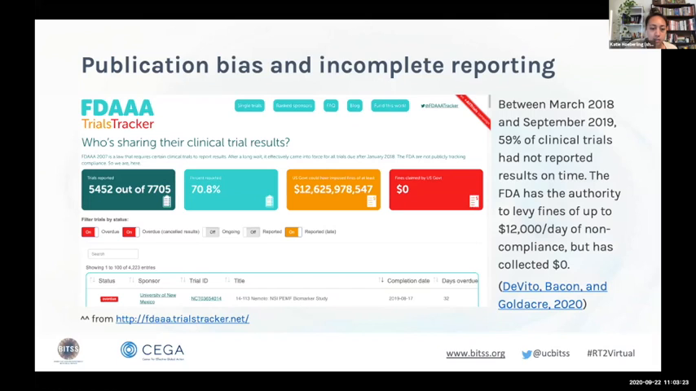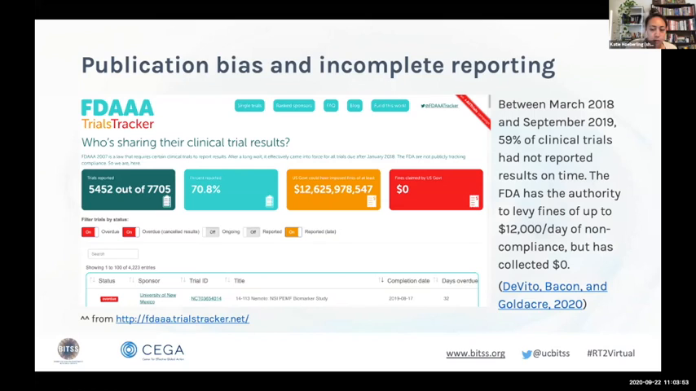Only 70% or so have actually reported. And reporting doesn't necessarily mean they reported all of the results completely. It just means that they have reported results, or if they've reported the end of a trial. The FDA has the legal authority to collect fines of up to $12,000 a day for non-compliance, and they've actually collected 0. I think there are a lot of reasons for this.